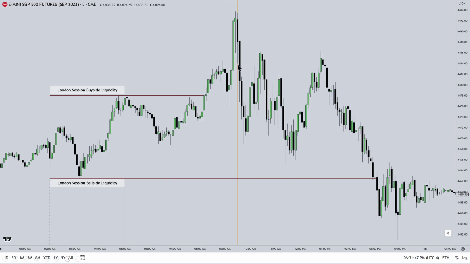In here, from this low to that high is a fair value gap. This is a shift in market structure below this low right there. That's your 2022 model or optimal trade entry. What would you be aiming for? London session, sell side liquidity.